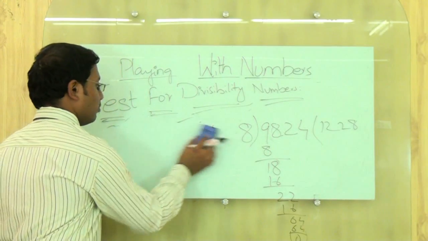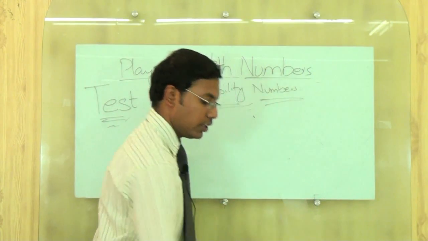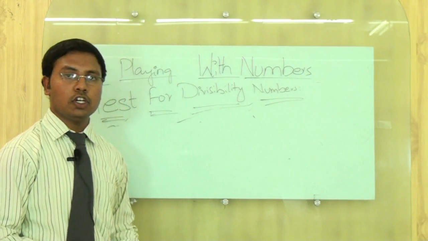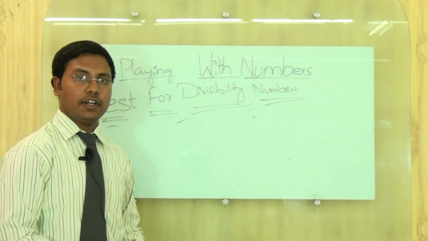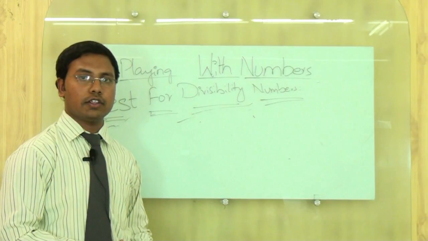Whatever the number may be, if you take a 5-digit number, the last three digits, that is units place, tens place and hundreds place, should be exactly divisible by 8. If these three digits are divisible by 8, then the whole number will be divisible by the number called 8.